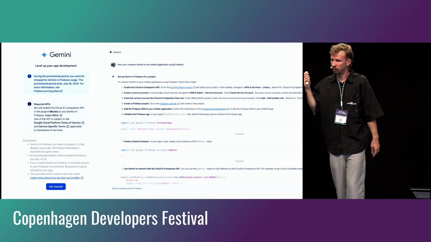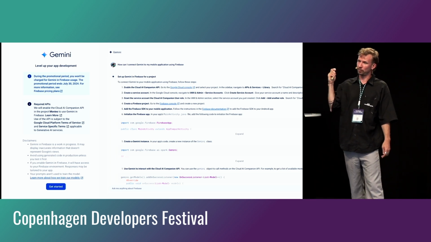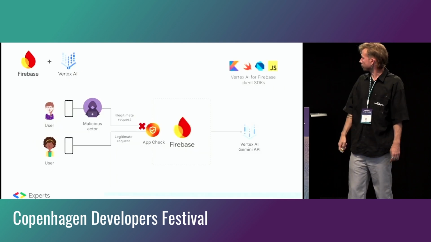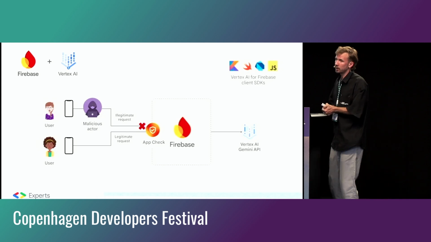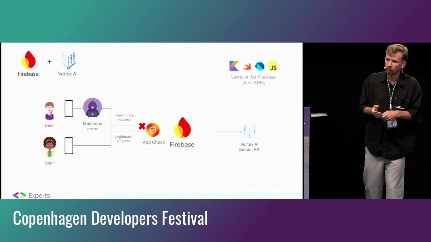And now it's for free. In the future, I suppose it will change. It won't be free, but now you can still try it. So the second one is Vertex AI. Vertex AI is a Google Cloud service to work with different types of models.